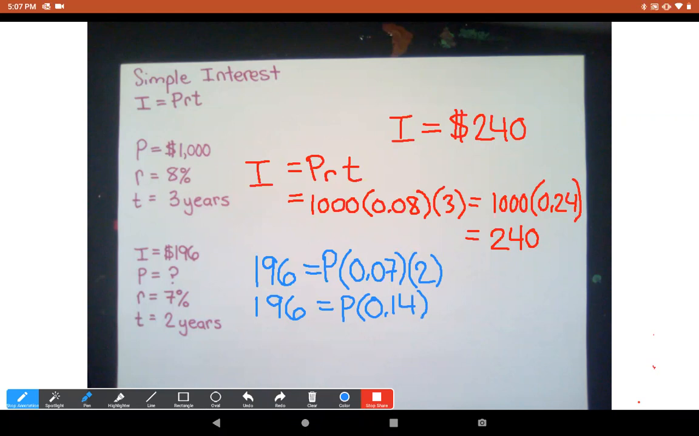And now to isolate P, we'll divide both sides by 0.14. So that P equals 196 divided by 0.14. And this answer will be in dollars, if you want to put your dollar sign there. 196 divided by 0.14 is $1,400.